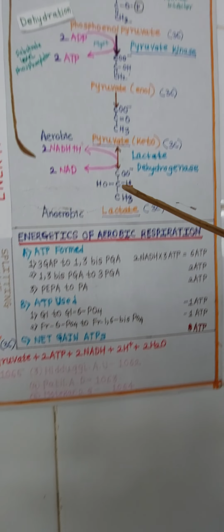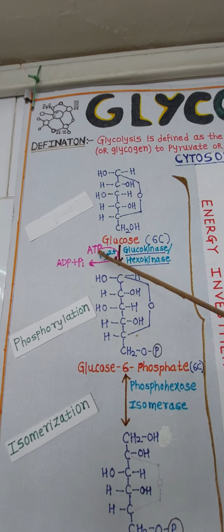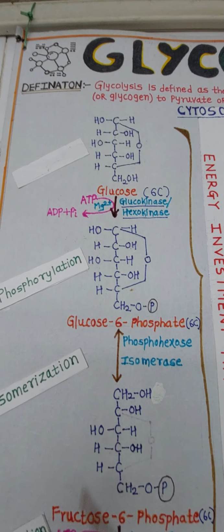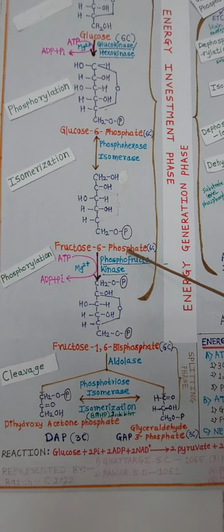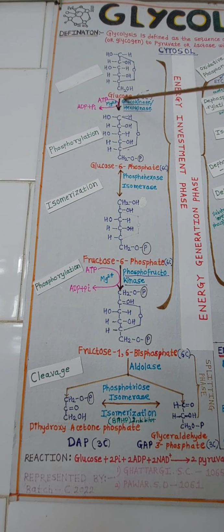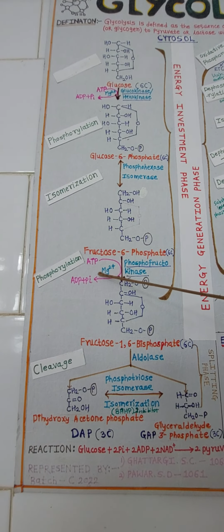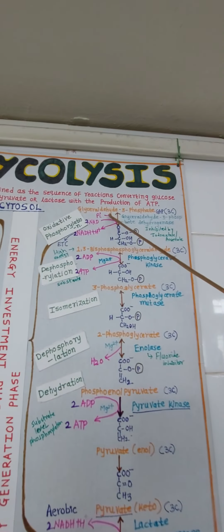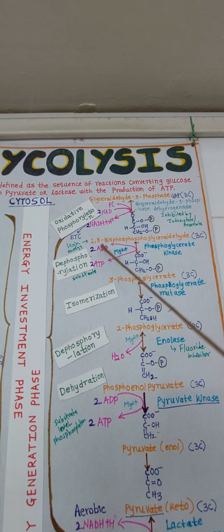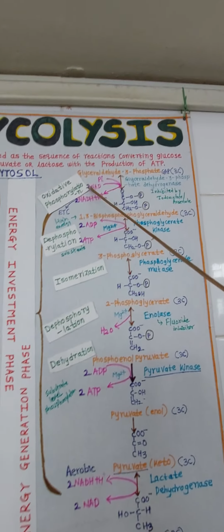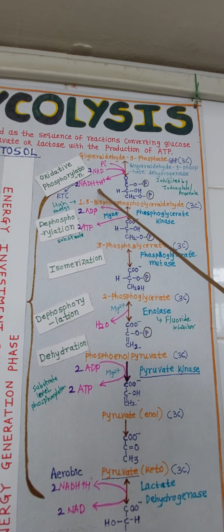So first, in the energy investment phase, you can see here we have invested 2 ATPs, one from glucose to glucose 6-phosphate, and another one from fructose 6-phosphate to fructose 1,6-bisphosphate. So total 2 ATPs we have invested. Now you can see how many ATPs are generated here. Glyceraldehyde 3-phosphate to 1,3-bisphosphoglycerate, because 2 molecules took part, so 2 NADH are produced.